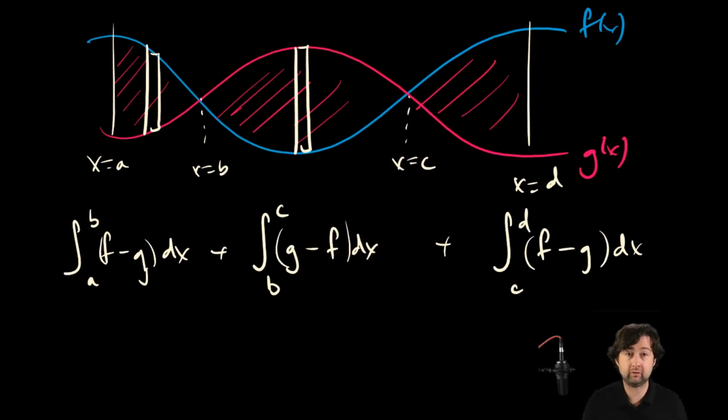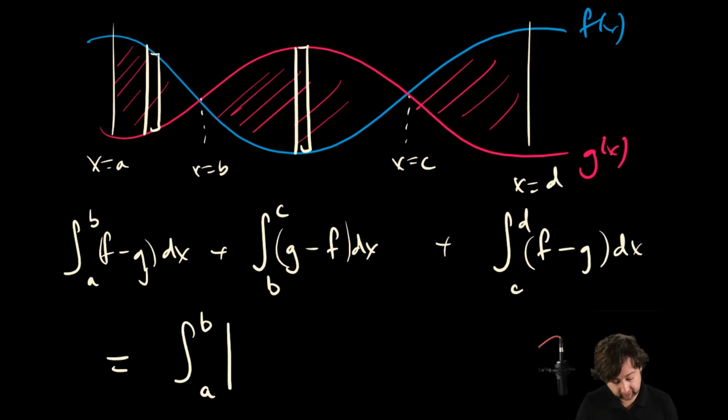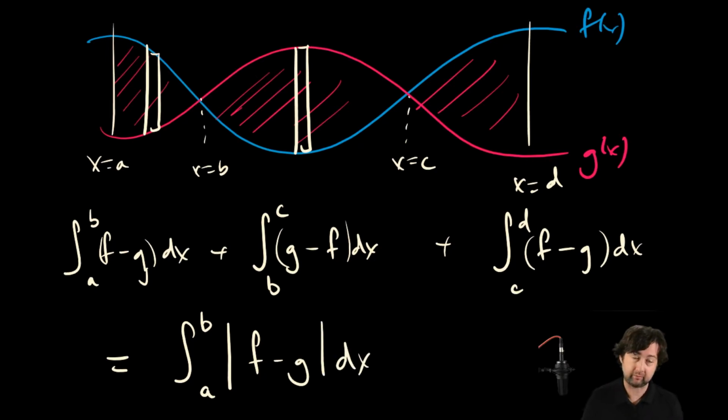There's a shorthand that you can use to write this down. You notice that on the interior of each of these integrals, we have either f minus g or g minus f. So the shorthand here is, I can write this as the integral from a to b of the absolute value of f minus g dx.